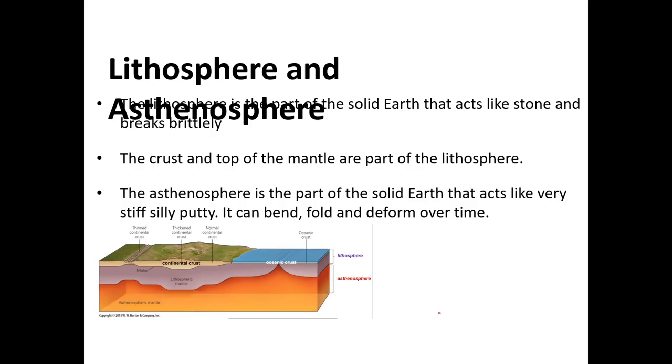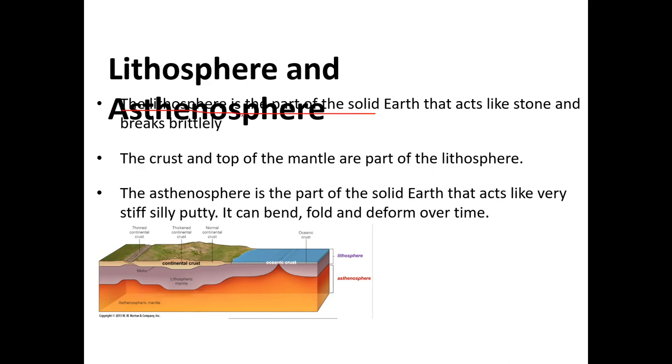So this got a little bit messed up. Sorry for that. I didn't catch this. Yeah, I reformatted all these lecture slides, and I had to go and move everything around, but this got messed up. So we have to talk about this thing called the lithosphere and asthenosphere. So the lithosphere is, I'm going to read this to you because you can't see this exactly. The lithosphere is the part of the solid earth that acts like a stone and breaks brittly.